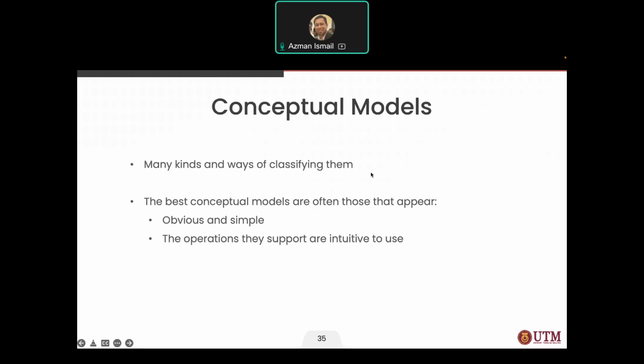Conceptual models come in many kinds and ways of classifying them. The best conceptual models are often those that appear obvious and simple. The operations they support are intuitive to use. So it means that when you deal with a conceptual model, you have to make it as simple as possible.